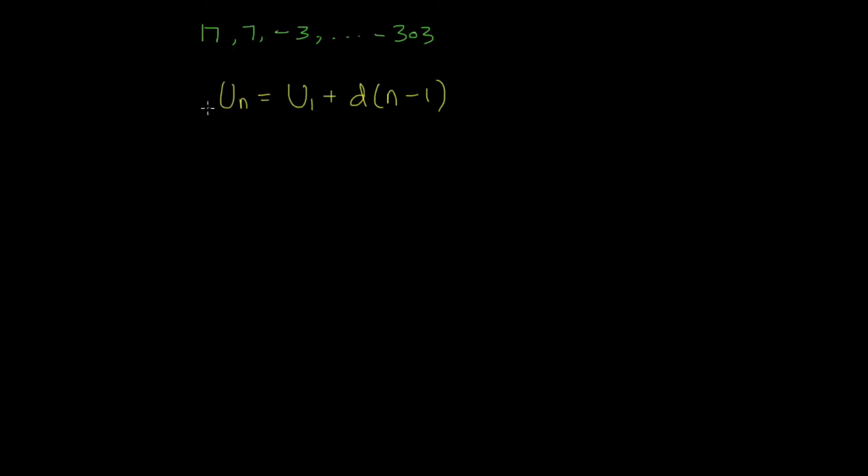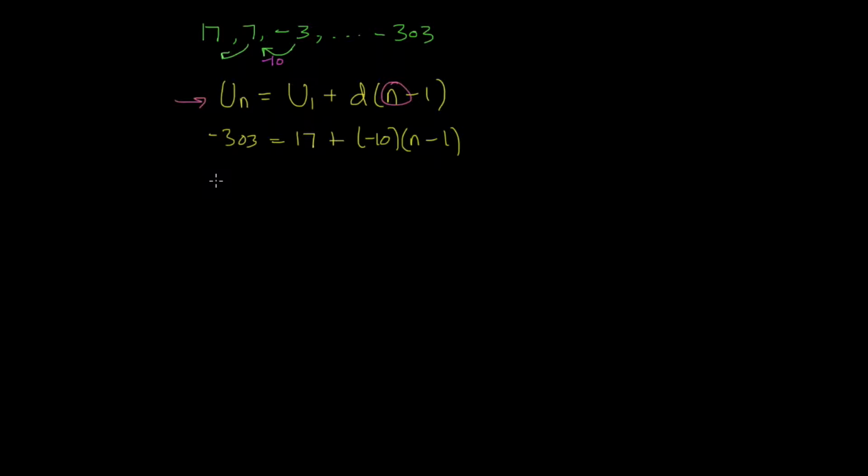And I know u sub n because that's -303. I know u sub 1, which is 17, plus my common difference here, well, that's going to be 7 minus 17, and that has to be the same as -3 minus 7. And when I do that, I get my common difference to be -10. So if I substitute that, it's going to be -10 times my n minus 1. I don't know what n is, so I can solve for n using this equation.